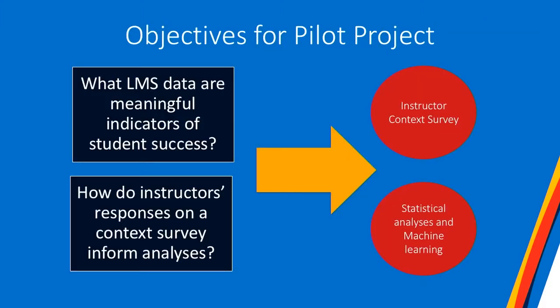So we had a couple of objectives for our pilot project. The paper kind of highlights more of the framework going into it, but due to time, I'm just going to kind of go into what we've done so far. So we wanted to look at what LMS data were meaningful indicators of student success. And we also wanted to look at how instructors' responses to a context survey could guide the analyses of those data. So the 2 parts that we're really looking at are an instructor context survey, which I'll show you, and then also how we can approach it through statistical analyses and machine learning.